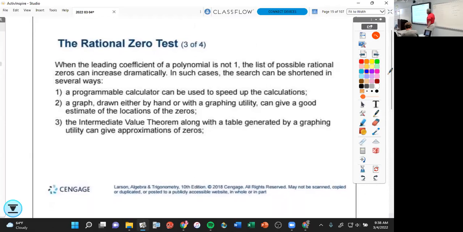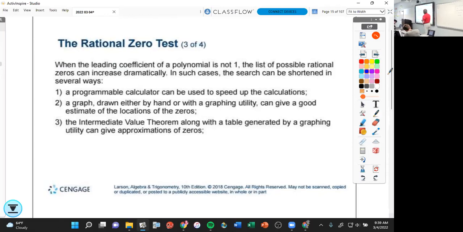When the leading coefficient of a polynomial is not 1, the list of possible rational numbers can increase dramatically. For instance, if the leading coefficient was a 2, we have now doubled all possible combinations because not only are we over plus or minus 1, but we're also dividing by plus or minus 2. If the leading coefficient is 6, we've now added dividing by plus or minus 1, plus or minus 2, plus or minus 3, plus or minus 6. A lot more possibilities. Okay.